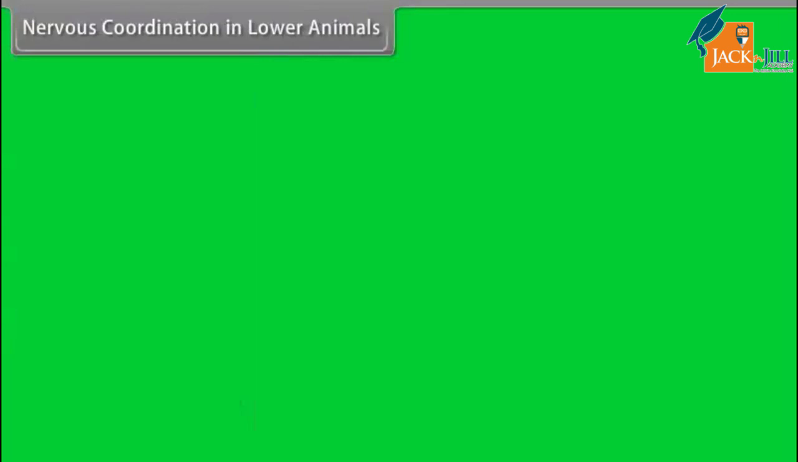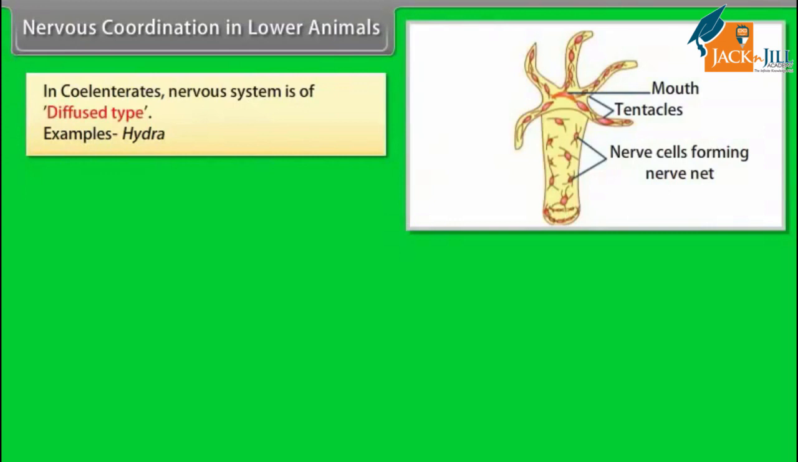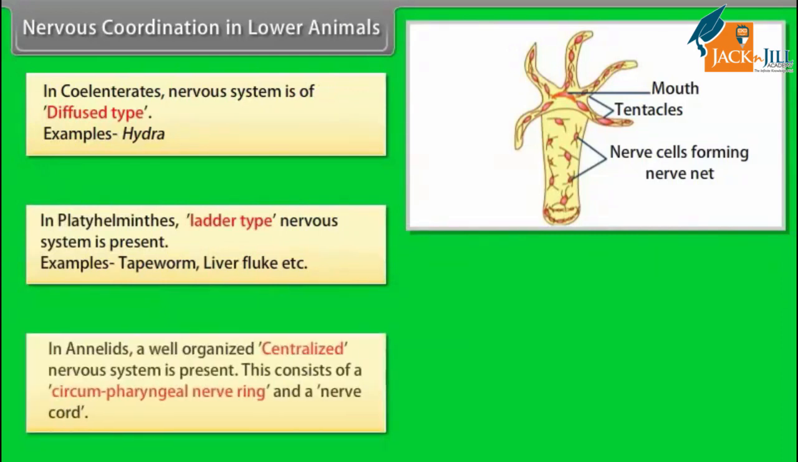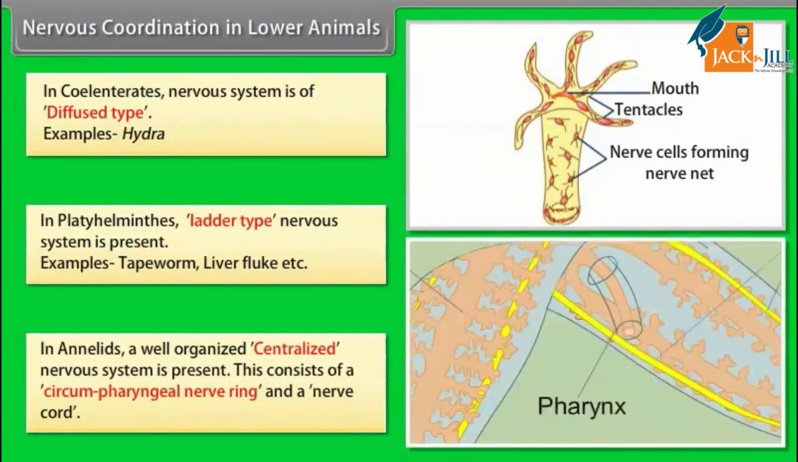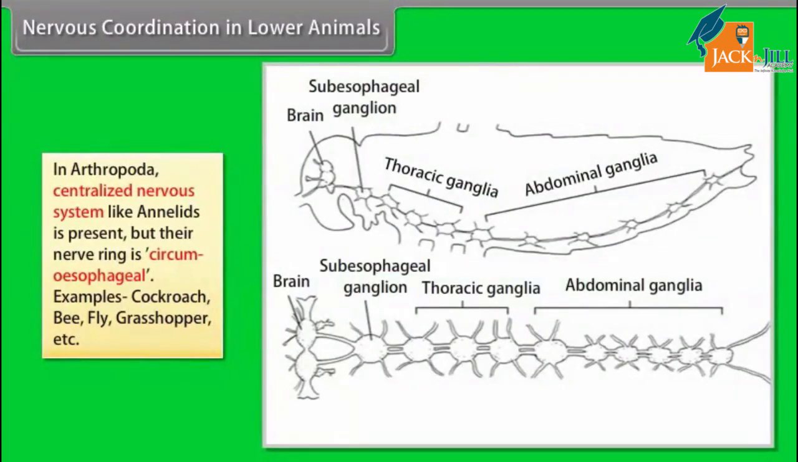Nervous coordination in lower animals. In Coelenterates, the nervous system is of diffused type. Example: Hydra. In Platyhelminthes, a ladder-type nervous system is present. Examples: tapeworm, liver fluke, etc. In annelids, a well-organized centralized nervous system is present. This consists of a circumpharyngeal nerve ring and a nerve cord. In Arthropoda, a centralized nervous system like annelids is present, but their nerve ring is circumesophageal.